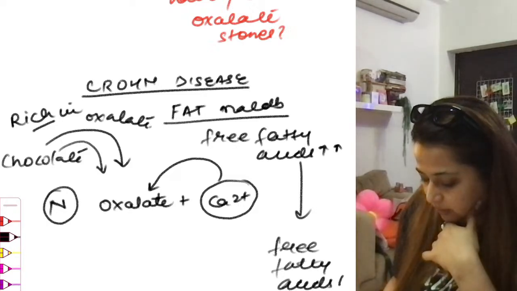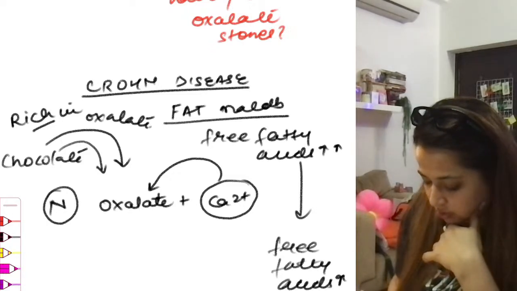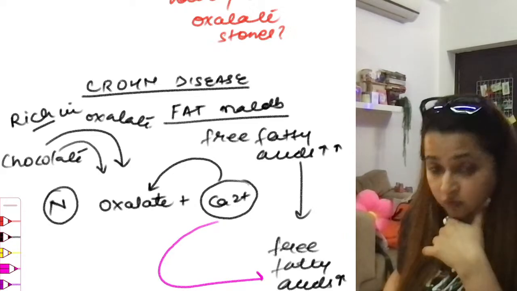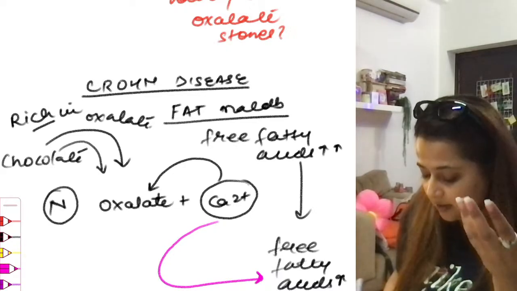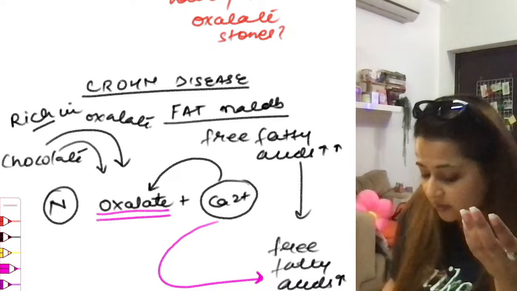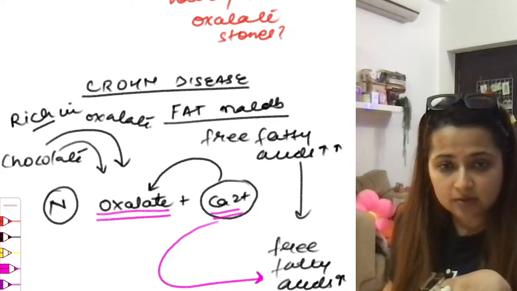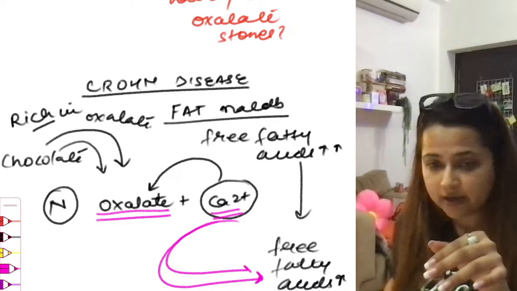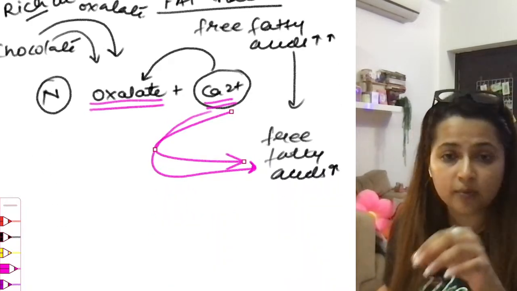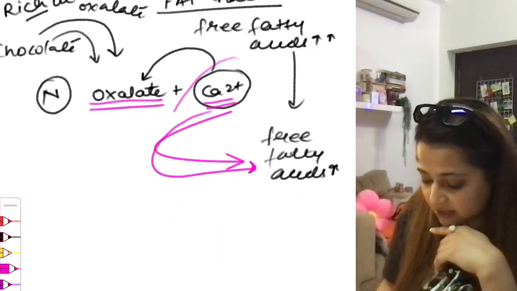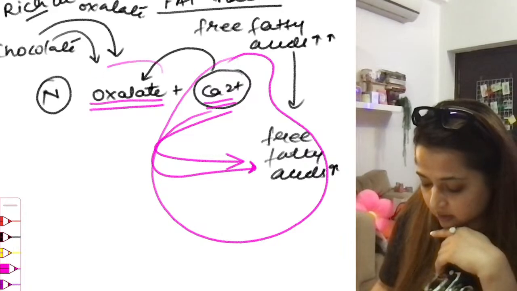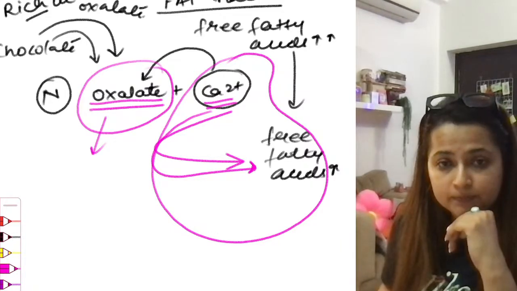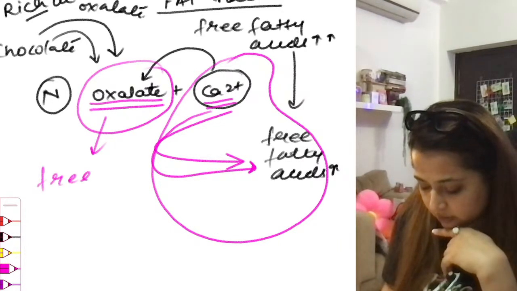So if free fatty acids are more, calcium will be actually deviated towards binding to free fatty acids. So it's like oxalate was in relationship with calcium previously. Now calcium is attracted to free fatty acids, and calcium is now going to bind with free fatty acids. Since calcium is binding to free fatty acids, there is no one to bind to oxalate. So we have free oxalate increased.